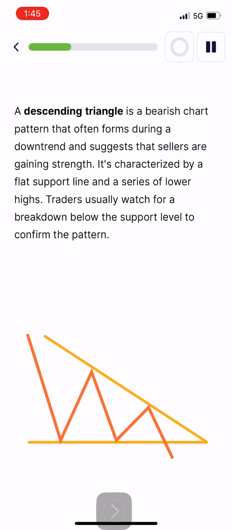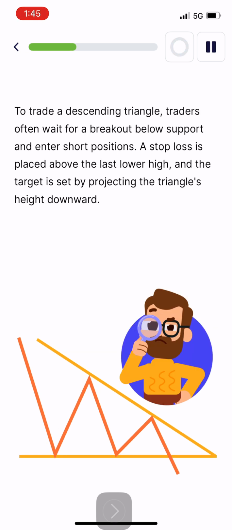A descending triangle is a bearish chart pattern that often forms during a downtrend and suggests that sellers are gaining strength. It's characterized by a flat support line and a series of lower highs. Traders usually watch for a breakdown below the support level to confirm the pattern. To trade a descending triangle, traders often wait for a breakout below support and enter short positions. A stop loss is placed above the last lower high, and the target is set by projecting the triangle's height downward.